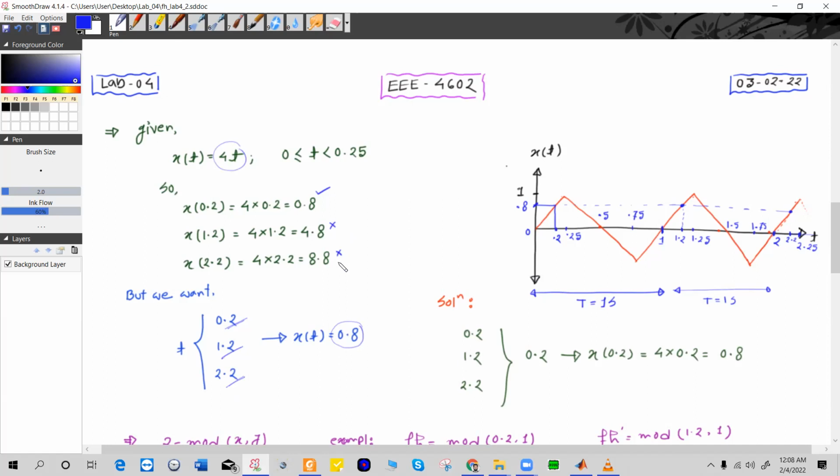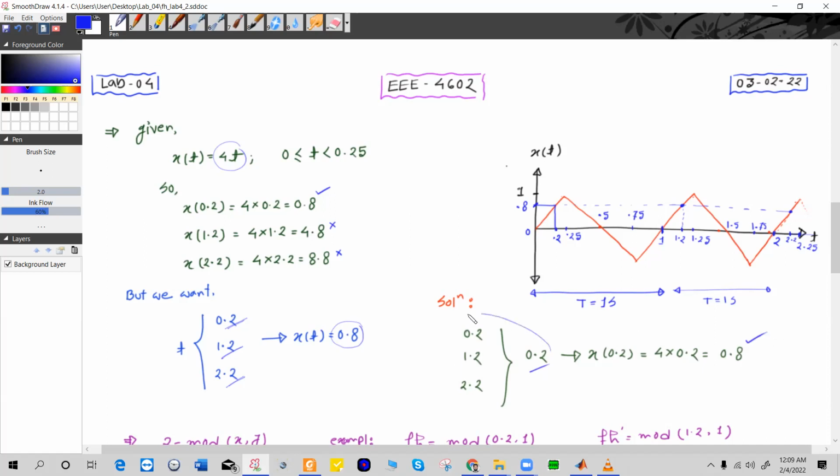So how can we resolve this issue so that we will have a periodic signal, where after the time period, the same signal will again repeat for the second period? The solution can be: if we can ensure that for time t equal to 0.2, 1.2 or 2.2, in all cases we convert the value into 0.2, then if we insert it into our function, that is 4t, x of 0.2 will be 4 times 0.2, which is 0.8. So this can be a solution.